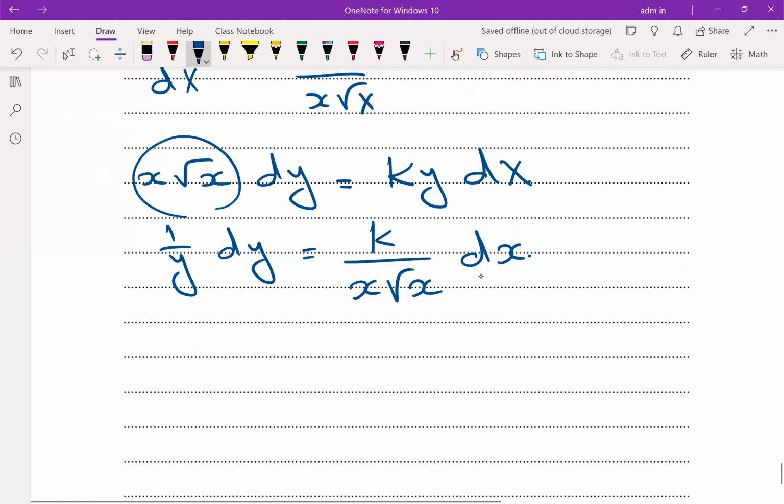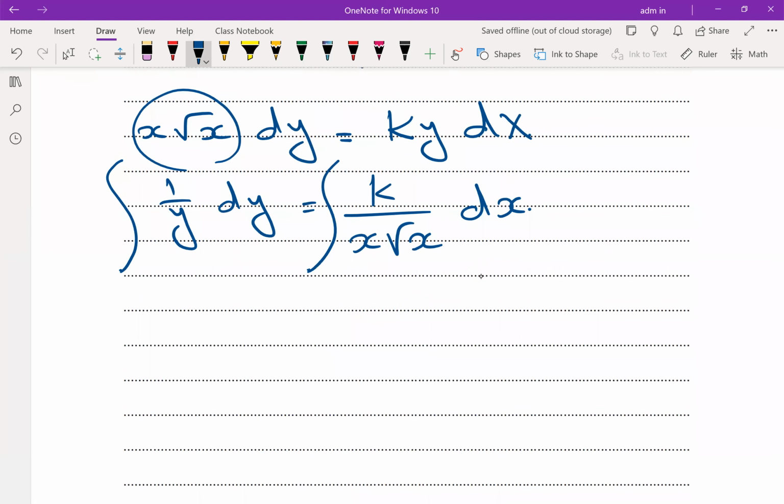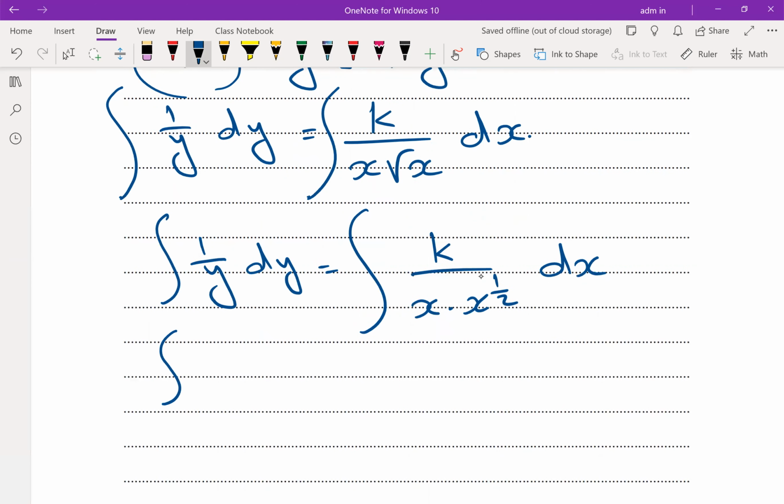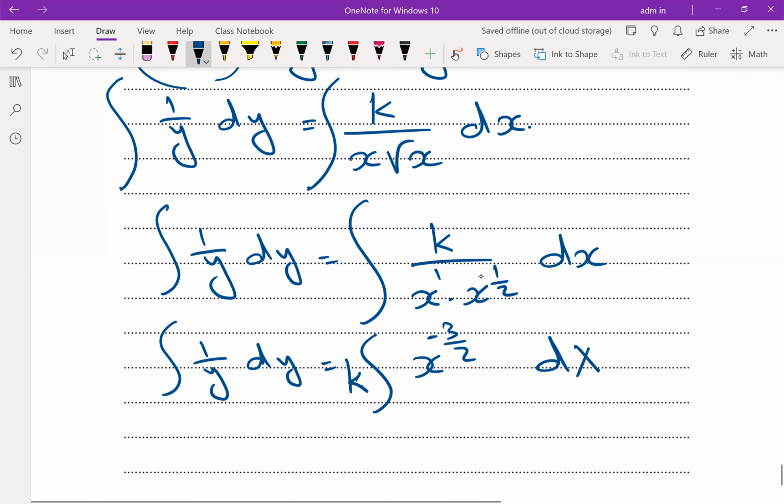Now, let's start to integrate both sides. For the left-hand side, the integral of 1 over y will be ln y. But the right side is k over x times x to the power of half, dx. Simplify it: integrate 1 over y dy equals integrate k, and if you simplify, x to the power of 1.5 moved up becomes x to the power of negative 3 over 2, with k constant, dx. Let's start now to integrate.